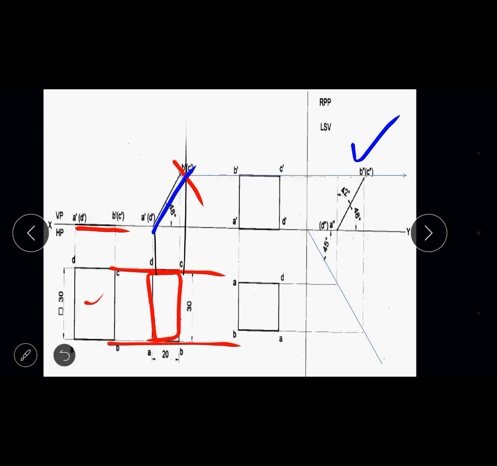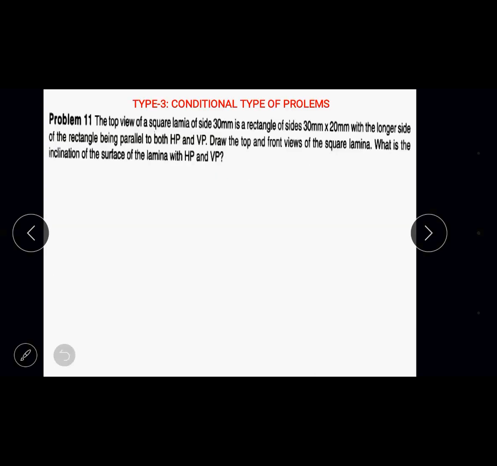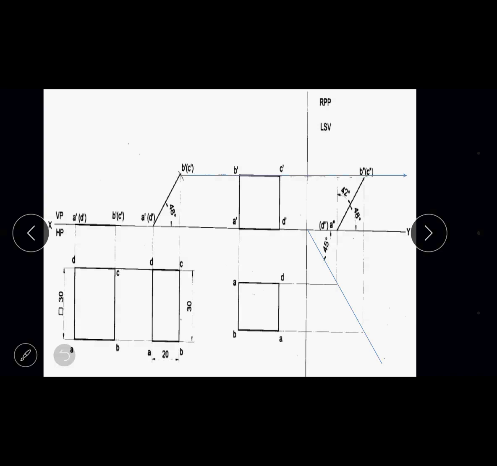In the statement of the problem, if you look at it, it tells that the longer side of the rectangle is parallel to both HP and VP. You have to satisfy this statement. Now look at which is the longer side of the rectangle. This is the side AD. The side AD of the rectangle is the longer side, so this side AD should be parallel to both HP as well as VP.